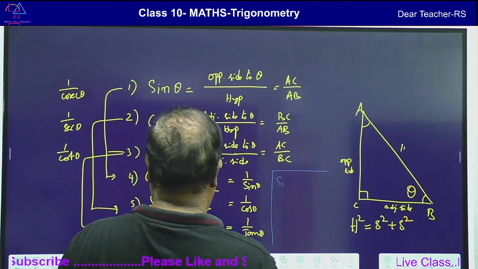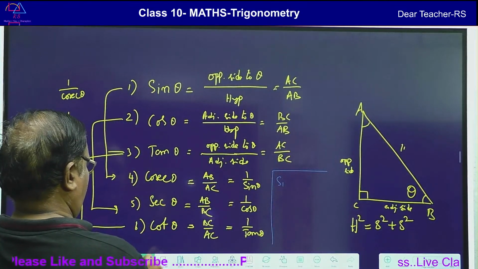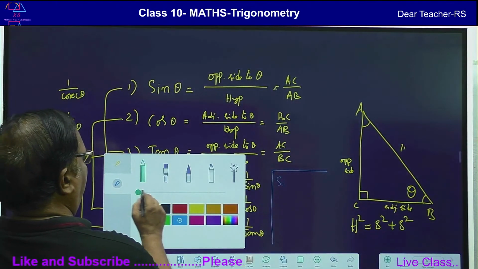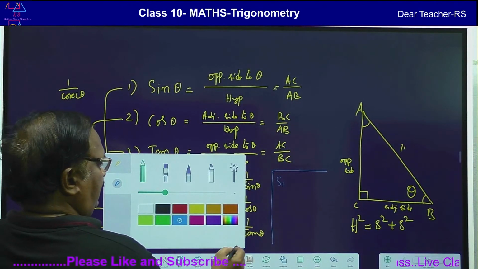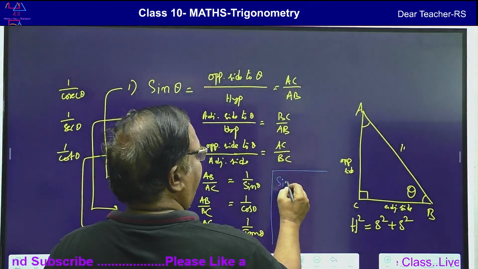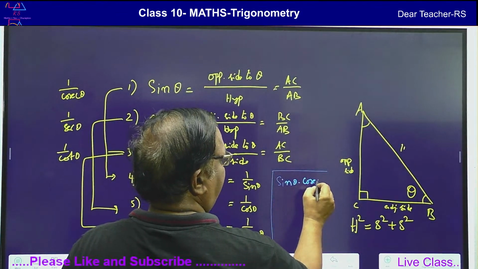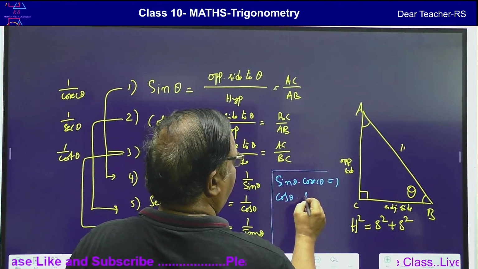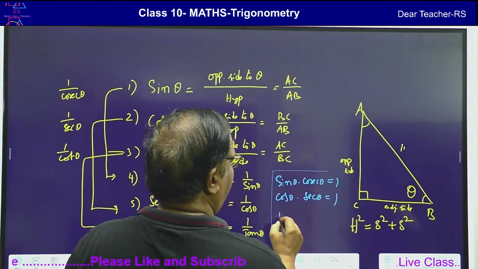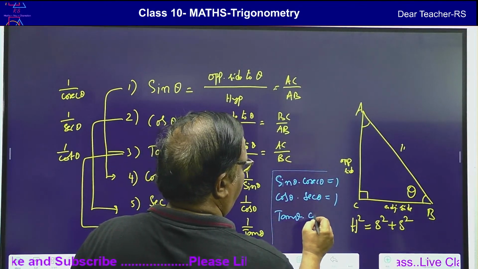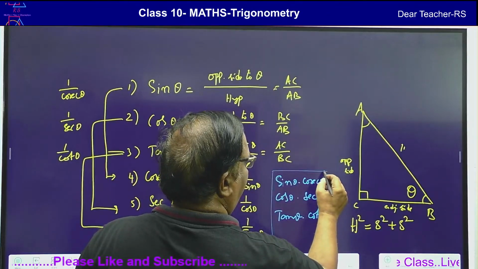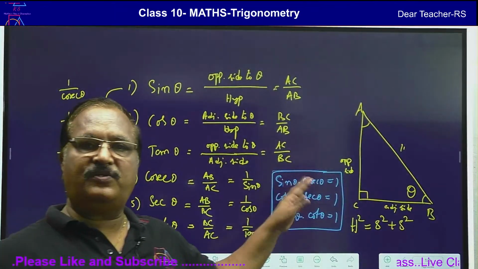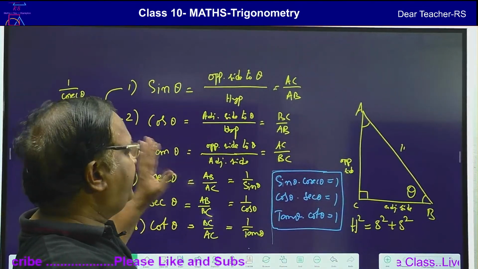Sin theta into cosecant theta is equal to 1, and cos theta into secant theta is equal to 1, tan theta into cot theta is equal to 1, because they are reciprocals to each other, and these relations also will come. Simultaneously you can learn all these things.